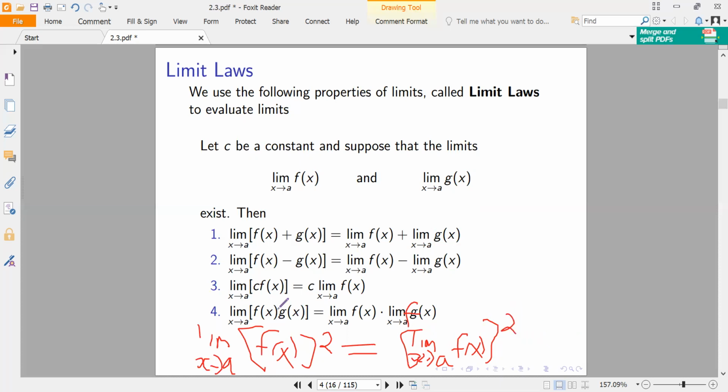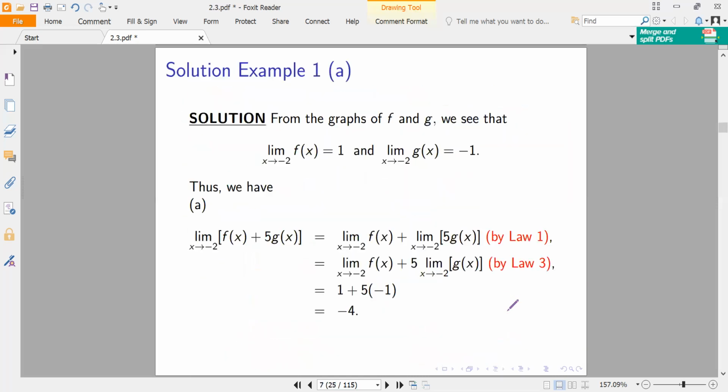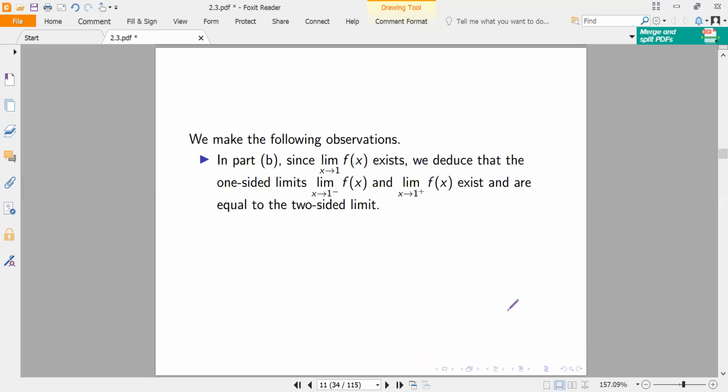So basically, the limit of the product is the same thing as the product of the limits. I hope that makes sense. From here, we can generalize and make this 2 to be n. So the limit of f of x to the power n is the same thing as the limit of f of x all to the power n. And that is what we are coming to when you look at the notes that we have here.